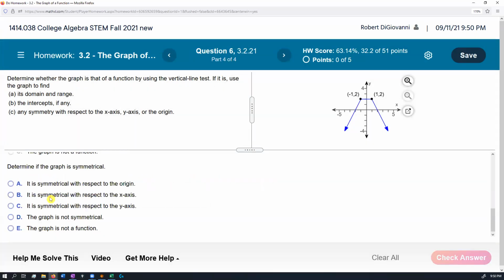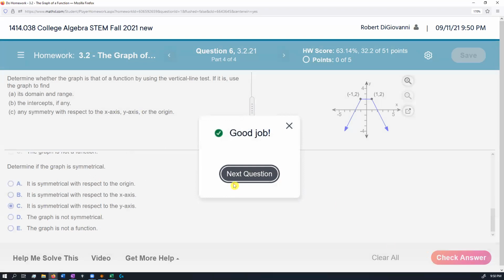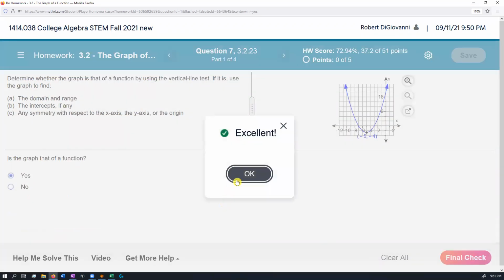Is it symmetric? Okay, we definitely have symmetry over the y-axis. So symmetric to the y-axis. All right, so is this a function? Yes, it passes the vertical line test.